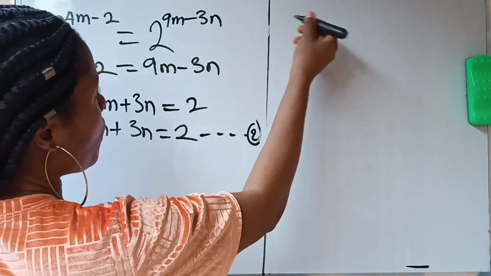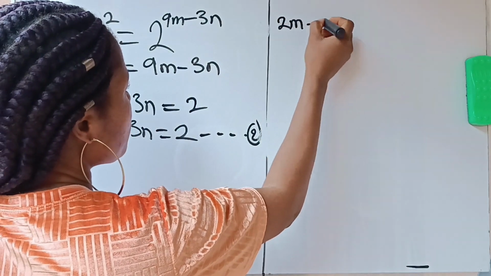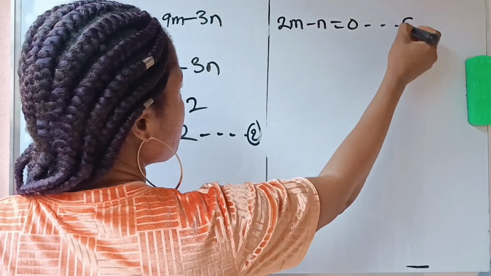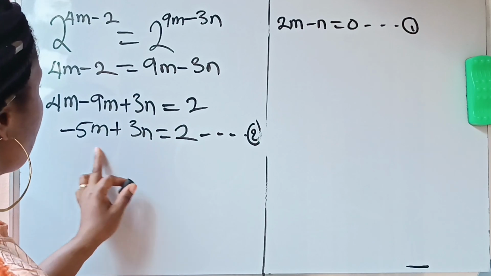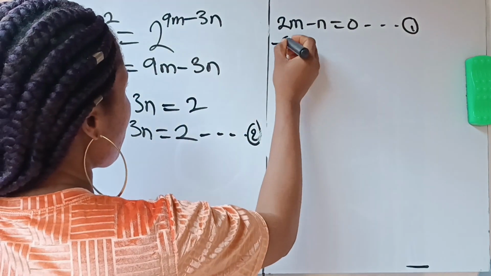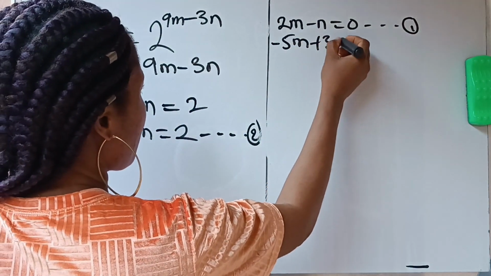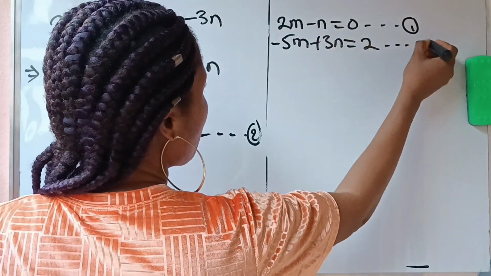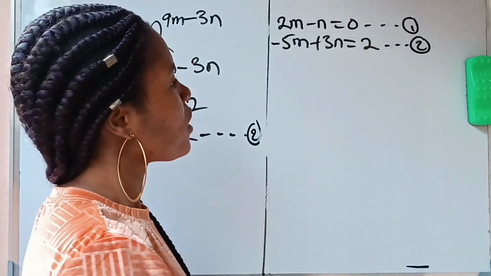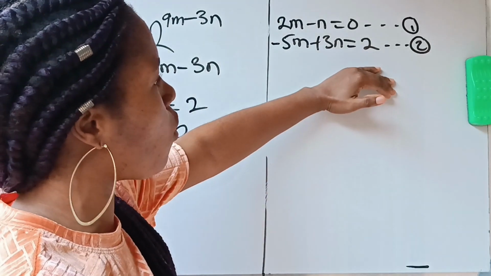So the first equation we got was what? 2m minus n is equal to 0. Okay, this is our equation 1. Now let's put this as equation 2: minus 5m plus 3n is equal to 2. This becomes our equation 2. Okay, now that we have gotten this, what do we do?